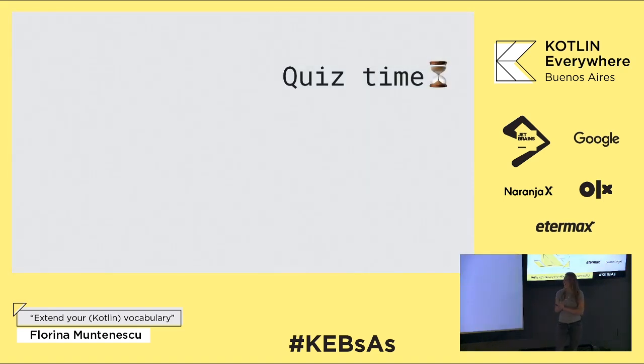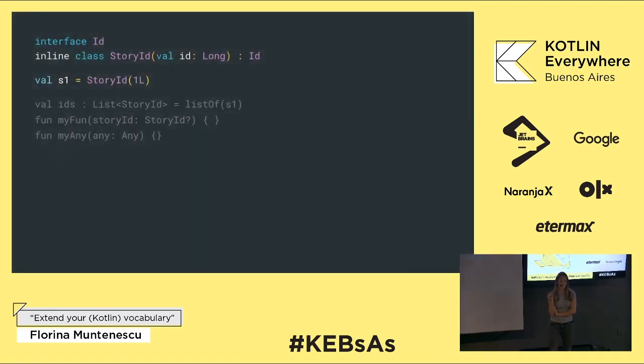Second quiz. OK, so let's see what happens in some cases. Let's say that we've defined an S1 of a StoryID. What happens when we want to pass this inline class object inside of a list? Is it going to be auto-boxed or not? Who thinks it's going to be auto-boxed? So used as an object. OK, so everyone thinks that this is going to be used as a primitive, as a long?